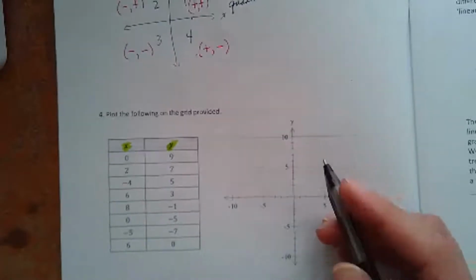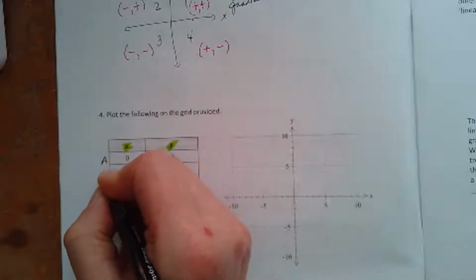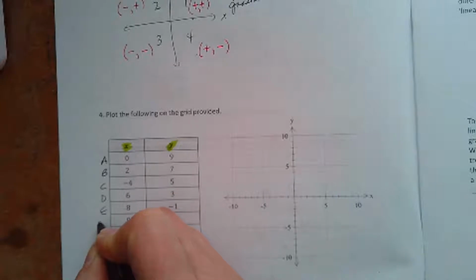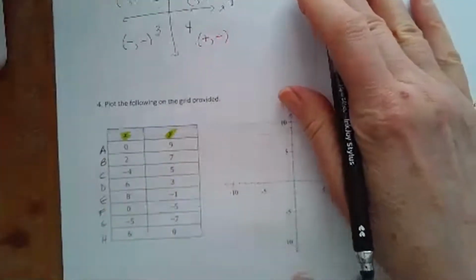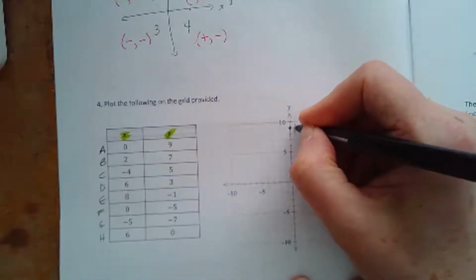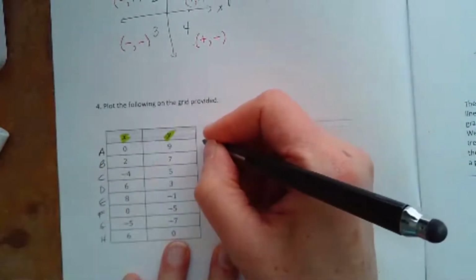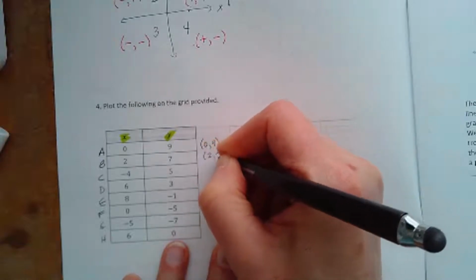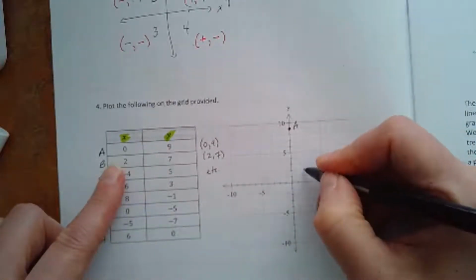Plot the following on the grid provided. Now, I guess we should have labeled these, right? So let's label these A, B, C, D, E, F, G, and H. Okay, so A, x is 0, y is 9. Right, so it's the same thing. You're just reading. It's just like if this was the coordinate point, right? This is the exact same as this, right? 2, 7, etc. Okay, so x is 2, y is 7.